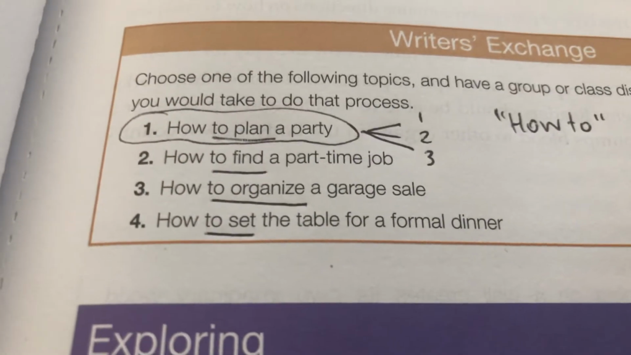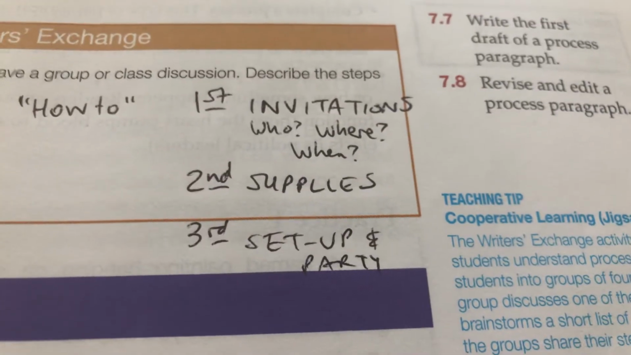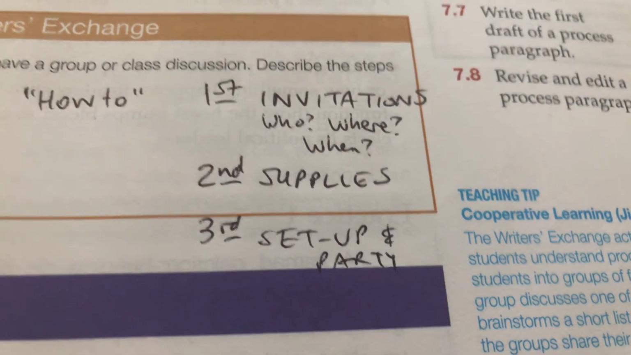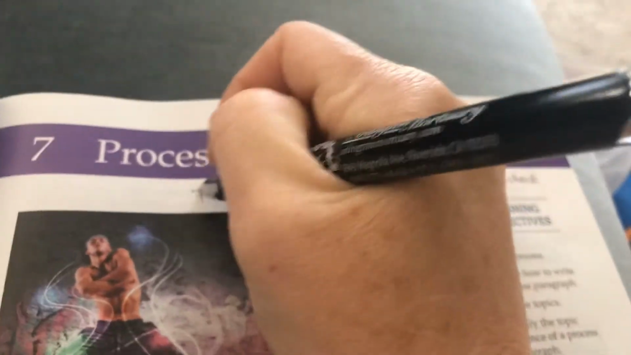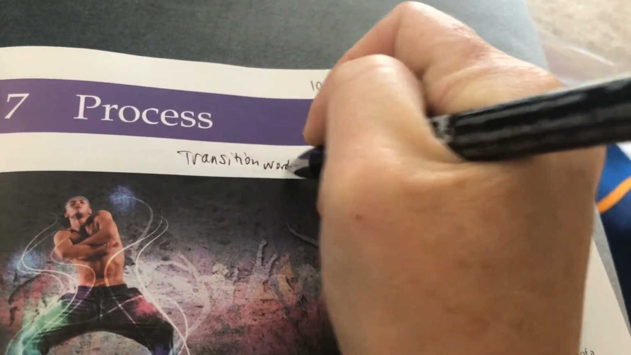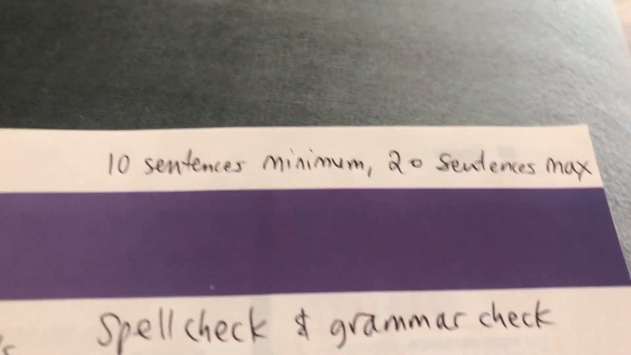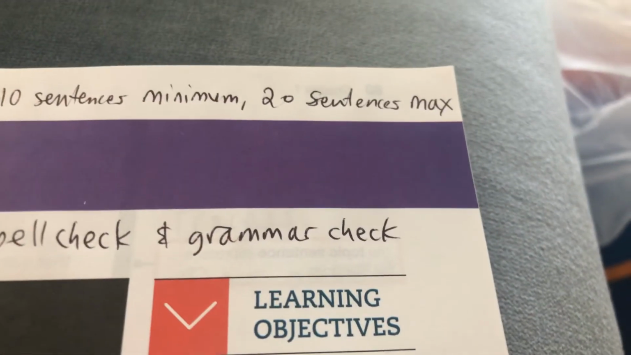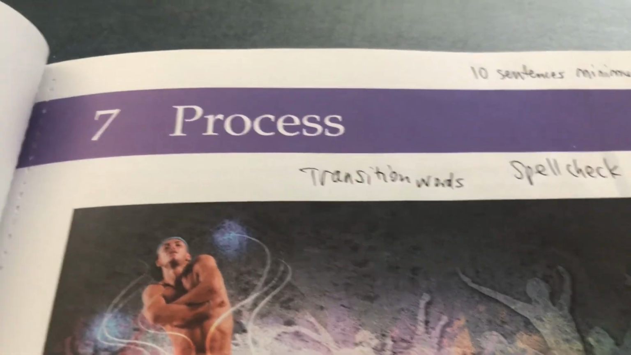So this is your assignment for process. Tell me how to plan a party. Okay, these are your 3 steps. You need to have transition words. Make sure there are transition words, as always. Spell check and grammar check. 10 sentences minimum, 20 sentences maximum. Okay, submit it to me through email.